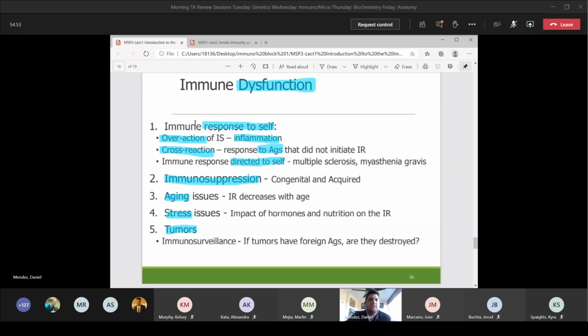So the immune system's response to self, so overreaction, that's actually what inflammation is. Inflammation is not necessarily a good thing. Inflammation is something that we see as an overactive immune response.